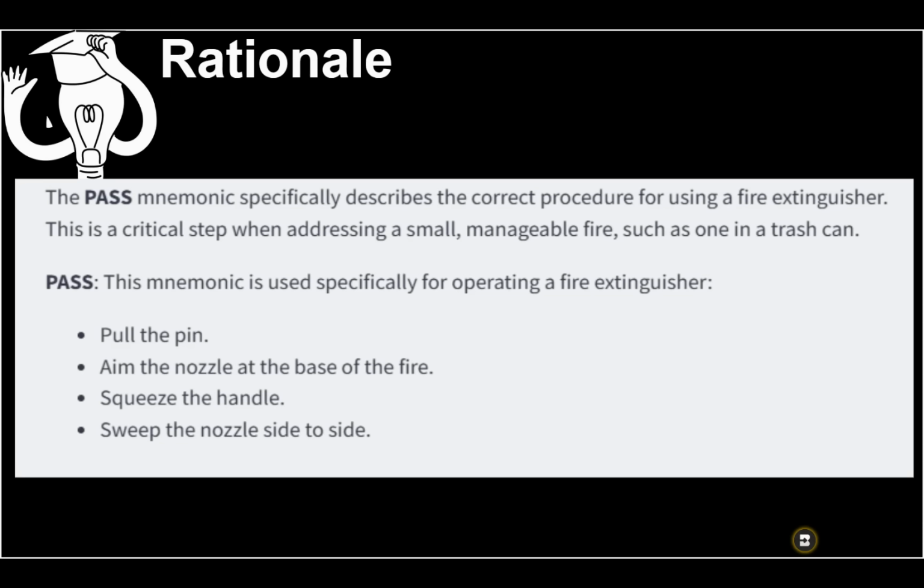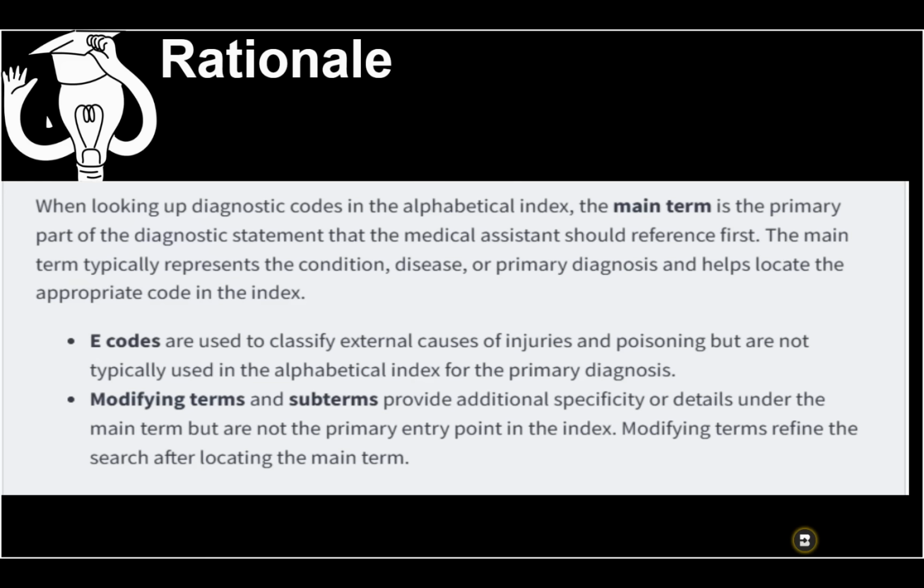Now, the E codes are used to classify external causes of injuries and poisoning, but they are not typically used in the alphabetical index for the primary diagnosis. Now, modifying terms and subterms provide additional specificity or details under the main term, but are not the primary entry point of the index. Modifying terms refine the search after locating the main term.